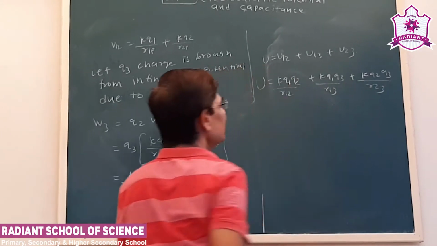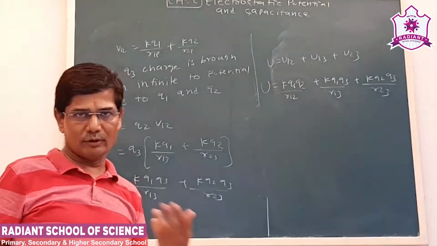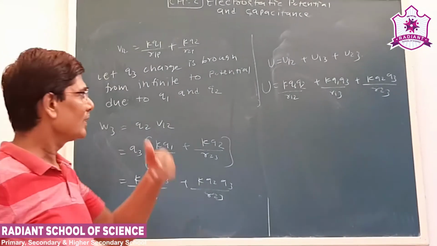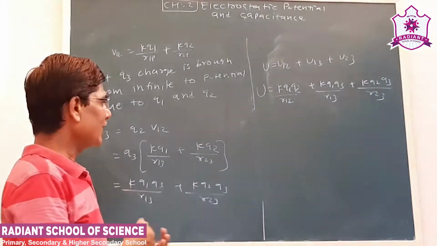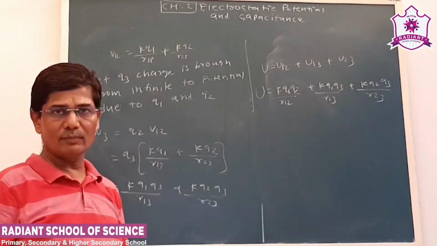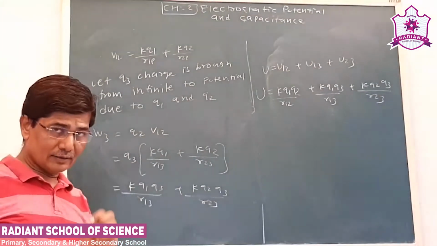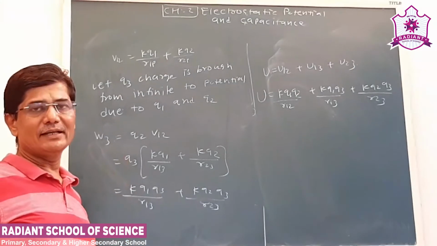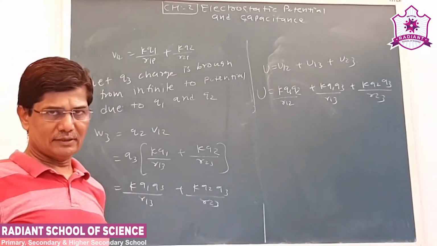Now see, these are generalized formulas for 3 point charges. We have talked of 2 point charges and 3 point charges. This can be extended for n number of charges, but right now this is the formula of the potential energy of a system of point charges. But remember, we have assumed that initially no field was present.